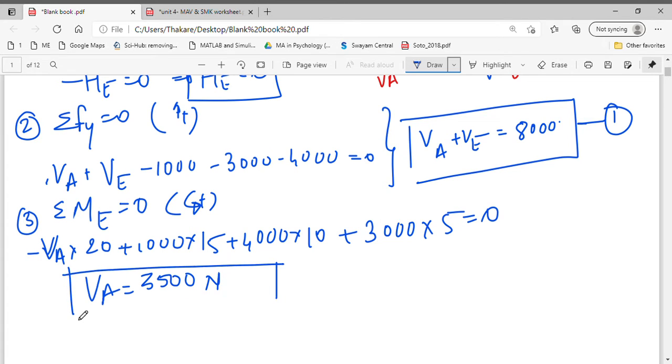On solving this, you will get the value of VA as 3500 Newtons, and therefore the value of VE is 8000 minus 3500, so it comes out to be 4500 Newtons.